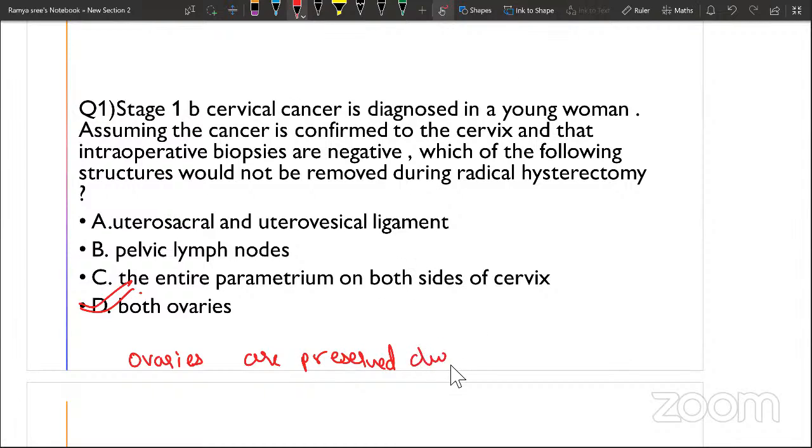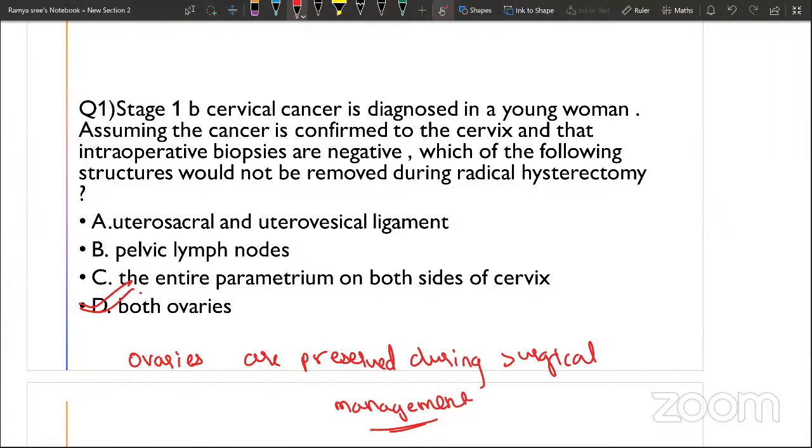During surgical management of radical hysterectomy, ovaries are preserved. Indeed, ovaries are preserved during surgical management of cervical cancer.